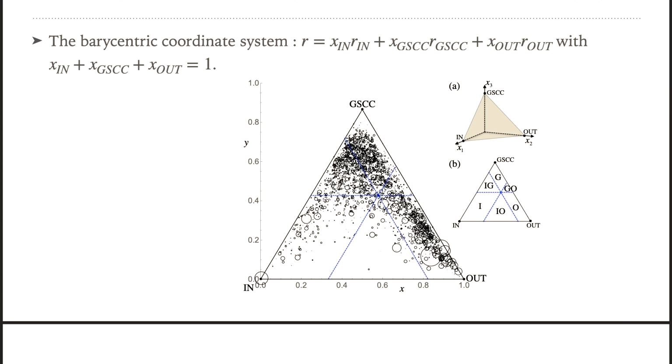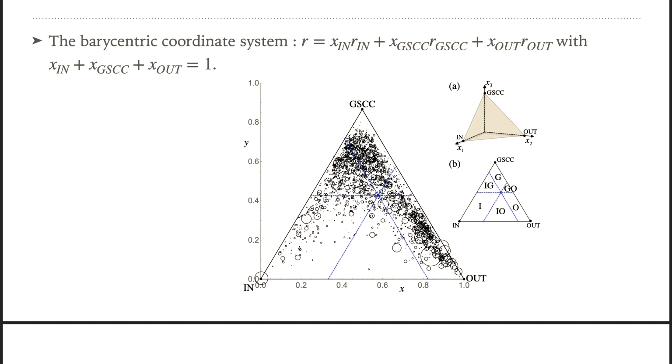Here, if the firms come in this domain, then it will be an in-component dominated community. This part will be the G component, and this will be exclusively out component, and in between there will be communities belonging to I and O, I and G, and G and O. So, in this way we can plot. You can see that there are many communities in GSCC and out component exclusively, but there are fewer communities exclusively in the in component, except this one. This is a good, large community which has all in-component firms.